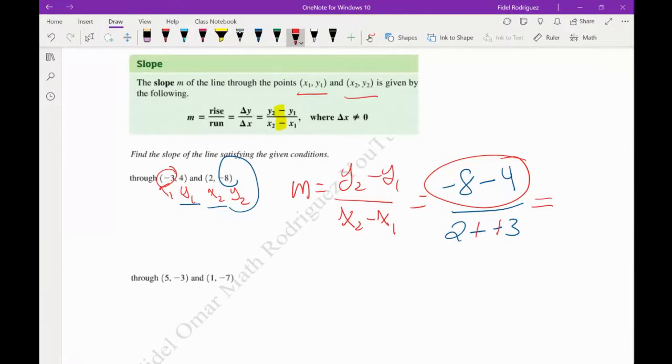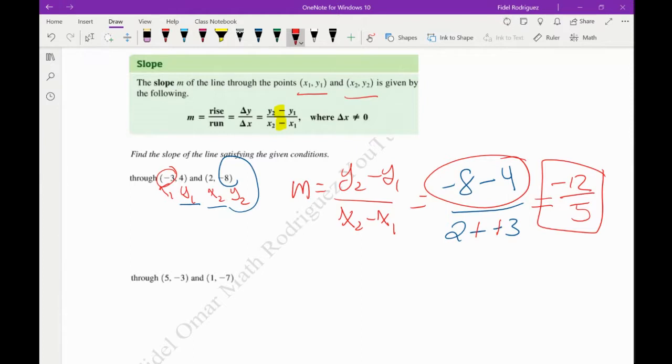-8 minus 4. Remember what that means. I owe you $8, and I ask you, can I borrow another 4? And you lend me $4 more. How much money would I owe you now? -12, right? Good. And then 2 plus 3? There's the slope of our line.